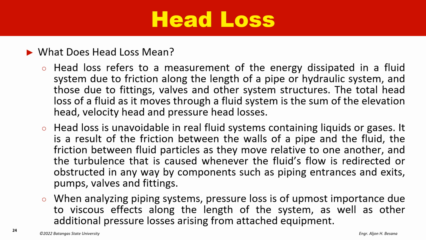If you could see, elevation head, let's write here. Elevation head, that is our Z. Velocity head, that is our V squared over 2g. While our pressure head, that is our rho g over specific weight. And each of those has its own losses, and that is the elevation head loss, velocity head loss, and pressure head loss.